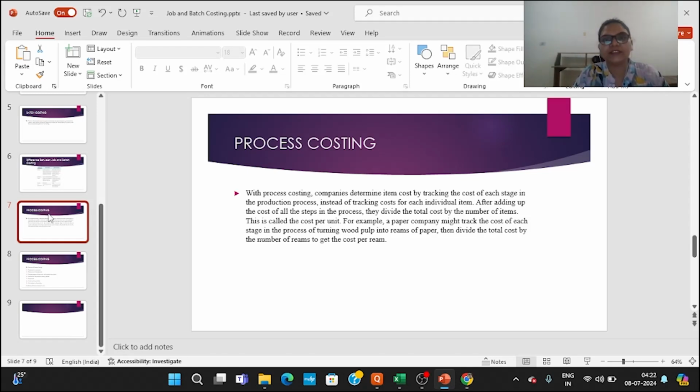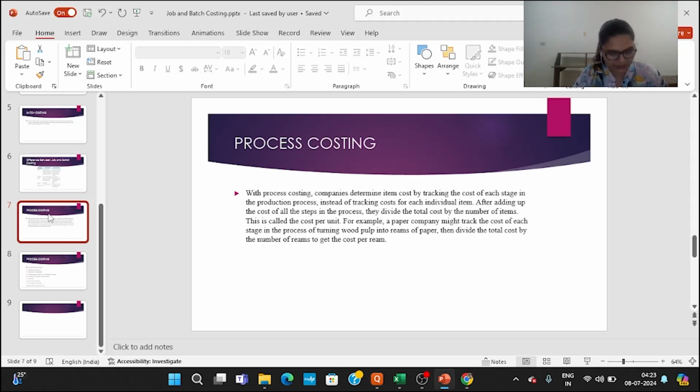Each process is treated as a cost center. The cost of each process is accumulated and per unit cost is determined. The formula could be: cost per unit of each process is equal to cost of output in the process divided by normal number of units in the process.